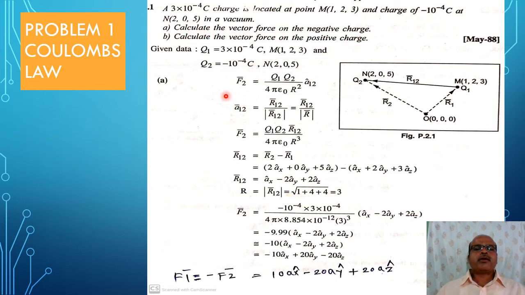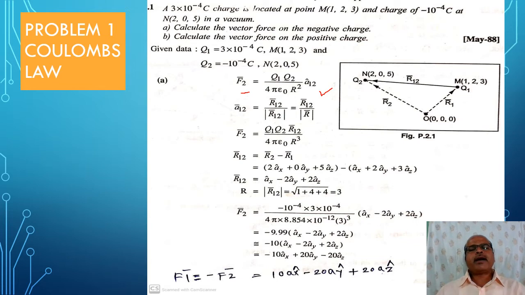Therefore, from Coulomb's law in vector form, we write F2 bar is equal to Q1 Q2 upon 4 pi epsilon 0 R square, times a12 cap, or you can mention it as aR12 cap.